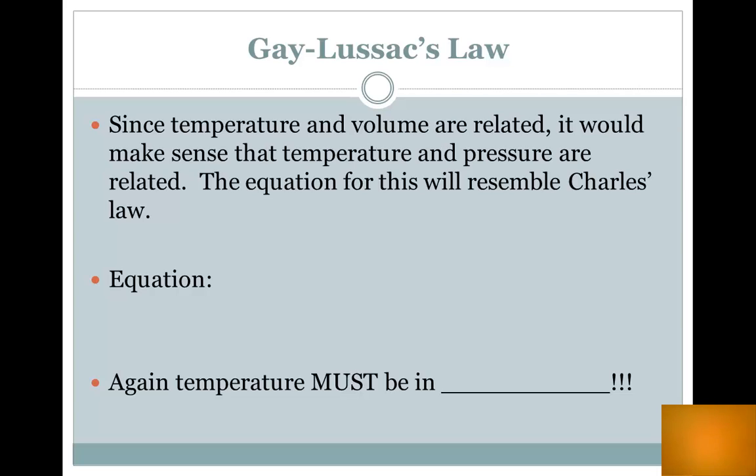Next we have Gay-Lussac's law. Since temperature and volume are related, it would make sense that temperature and pressure are related. The equation for this will resemble Charles' law, which means you will know that they are directly related, which means we will also be, you guessed it, dividing. So the initial pressure divided by the initial temperature is equal to the new pressure divided by the new temperature. Again, these are directly related, and we're dividing those variables. I cannot emphasize this enough. Again, temperature must be in Kelvin.